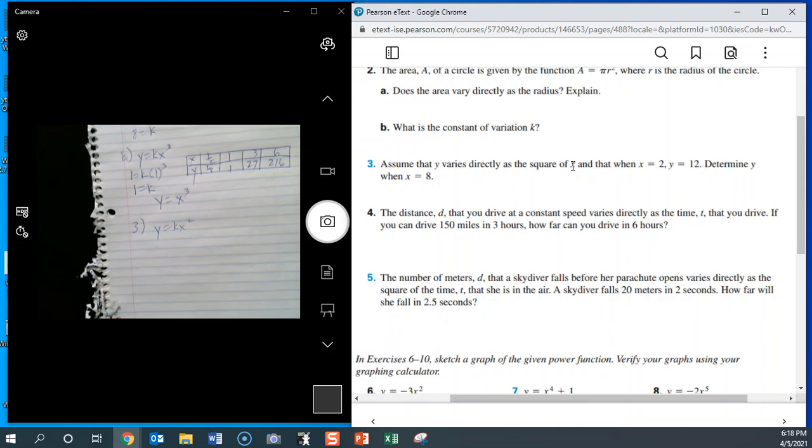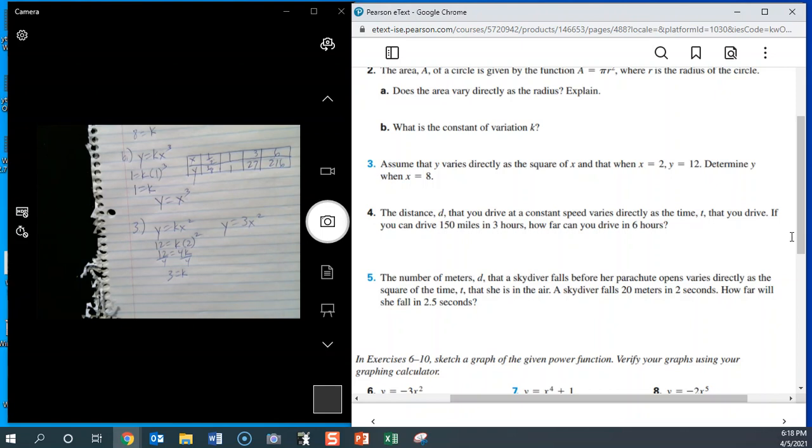Now they give us what x and y is equal to. X is 2 and y is 12. So we will substitute this in so we can find out what k is equal to. So we have 12 is equal to 2 squared is 4 times k is 4k. Divide each side by 4, and 3 is equal to k. So you have y is equal to 3x squared. All right, so that is your formula.